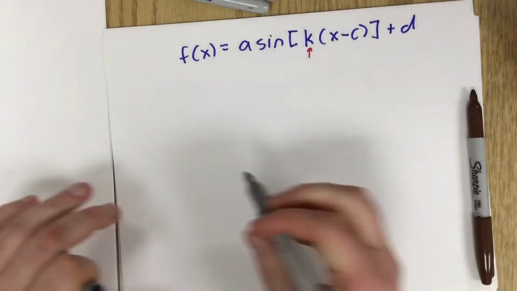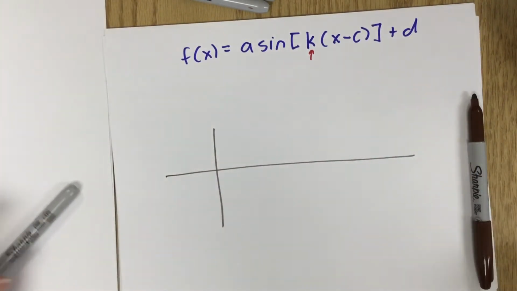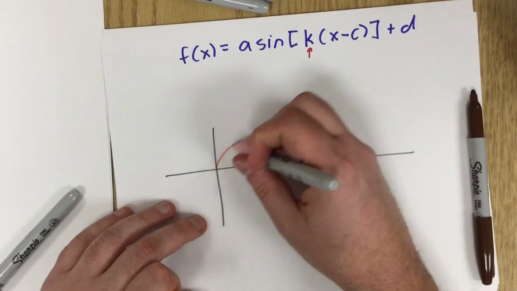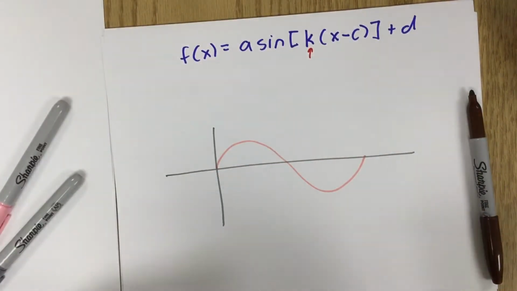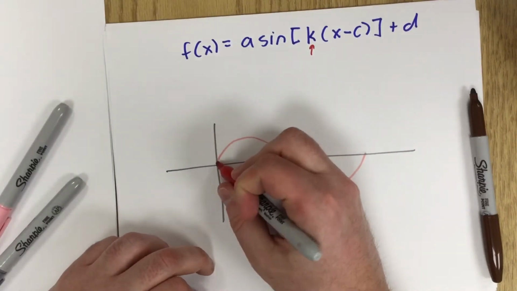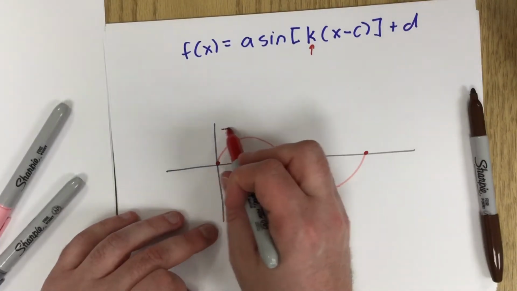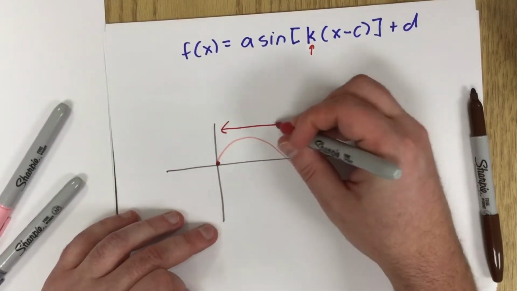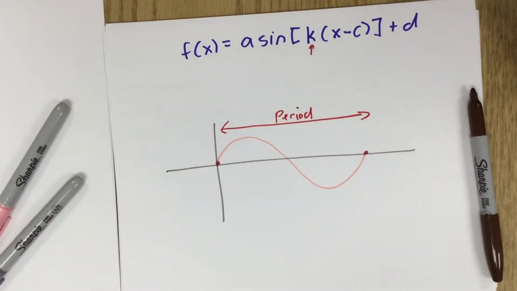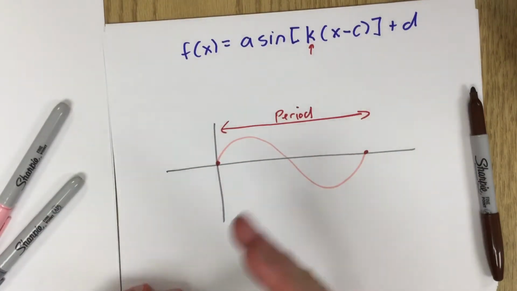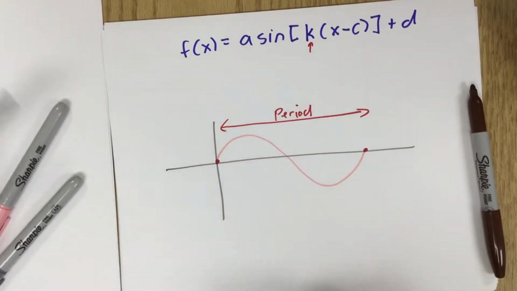So in a normal sine graph, it looks something like this. And what we've said before is that the period, going from one point through one full cycle, is the period. For a sine graph or a cosine graph, the period is 360 degrees. You could also measure it from middle to middle, or from top to top, or from bottom to bottom.